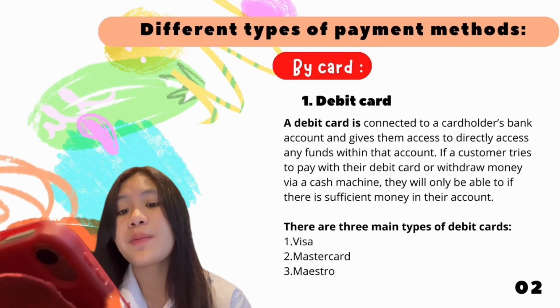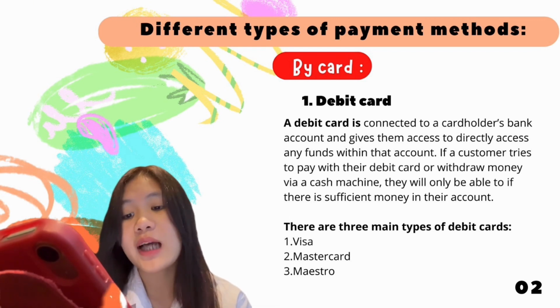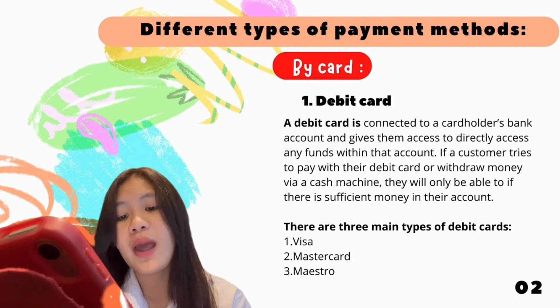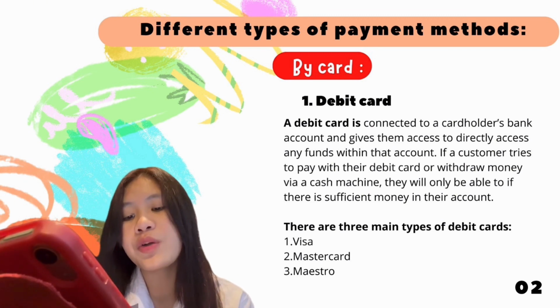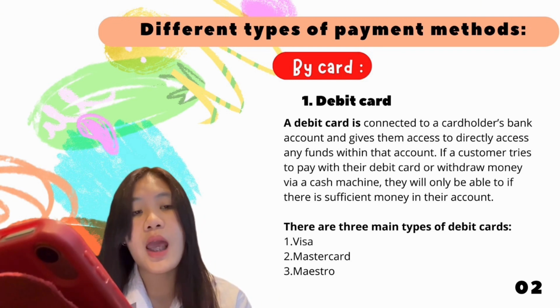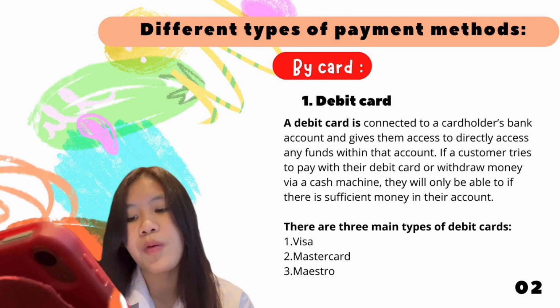Different types of payment method by card. 1. Debit card. A debit card is connected to a cardholder's bank account and gives them access to directly access any funds within that account. If a customer tries to pay with their debit card or withdraw money via a cash machine, they will only be able to if there is sufficient money in their account.